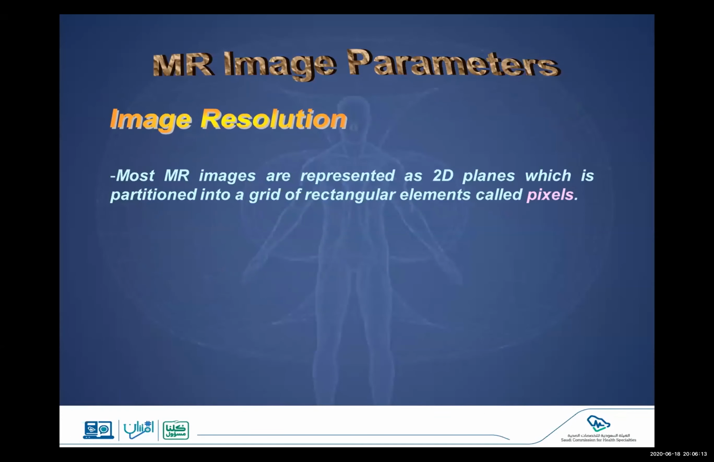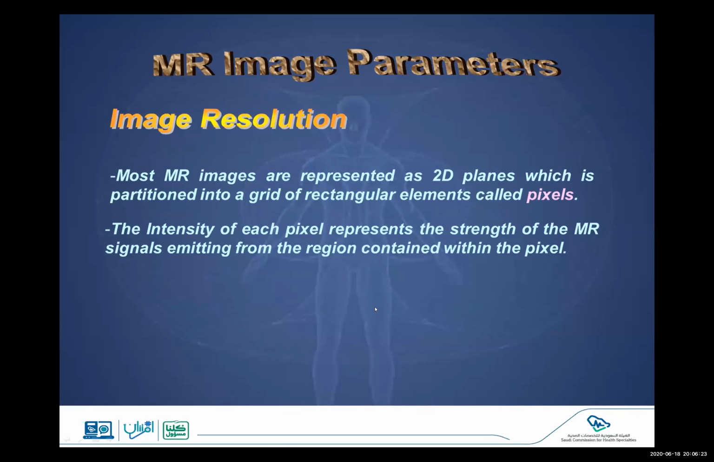Most MR images are represented to us as 2D planes, which are partitioned into a grid of rectangular elements called pixels. And that's not only for MRI, it's even your mobile phone camera. It has a digital image, which consists of small pixels. The more pixels in your camera, the more advanced it is and the more resolution it can give you. You can detect small details. That's why companies try to give advanced resolutions in their cameras.